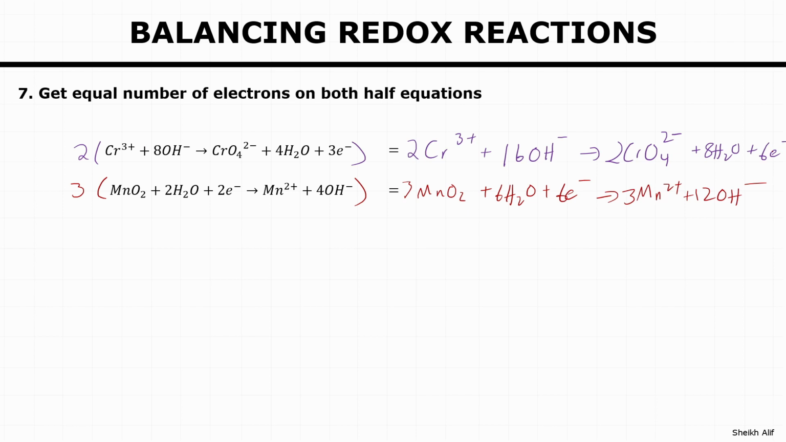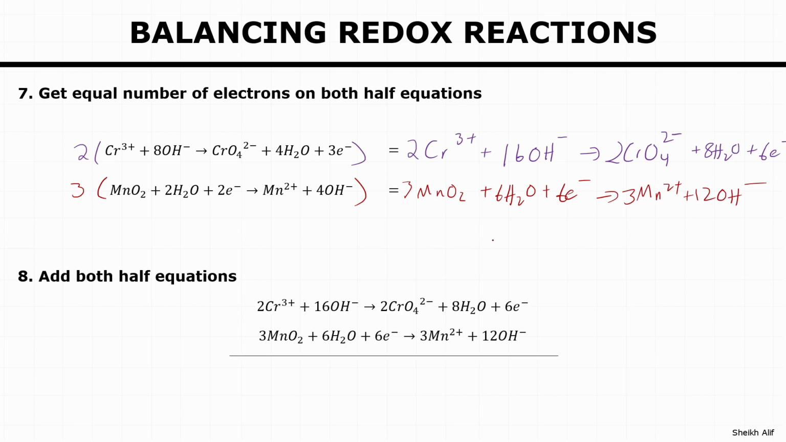We have the same number of electrons, so they'll cancel out at the end. And all we have to do is add them up. So the electrons cancel out. What else cancels out? We have 12 hydroxides on the right-hand side, but 16 on the left-hand side here. So we can just have 4 hydroxides on the left-hand side. You have 6 waters on the left-hand side, but 8 on the right. So we're just left with 2 waters, and everything else looks good.